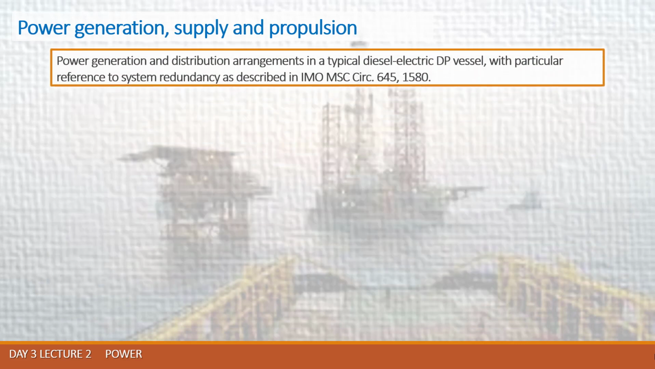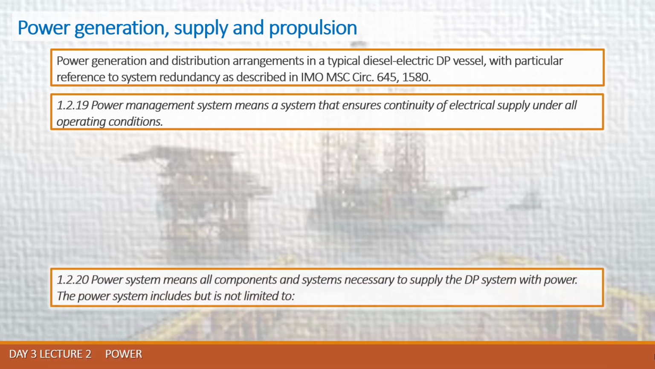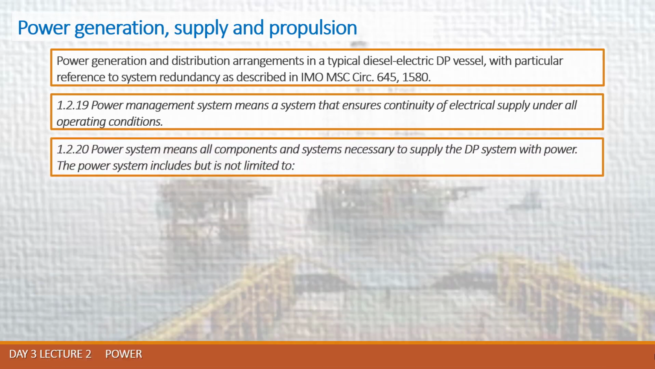Power management system means a system that ensures continuity of electrical supply under all operating conditions. Power system means all components and systems necessary to supply the DP system with power. The power system includes, but is not limited to, the next components. So, gents, those may be highlighted by you in your rough notes.